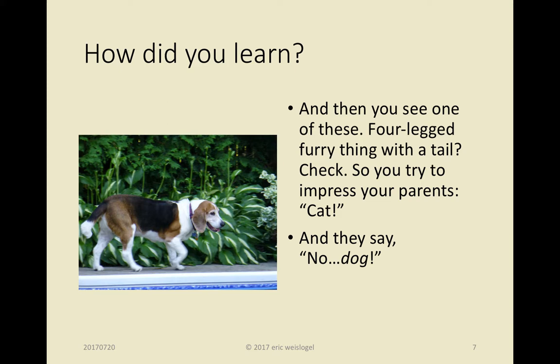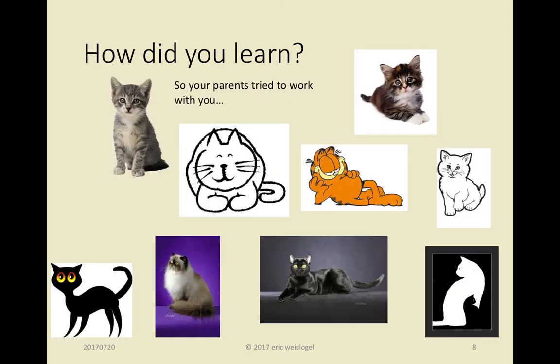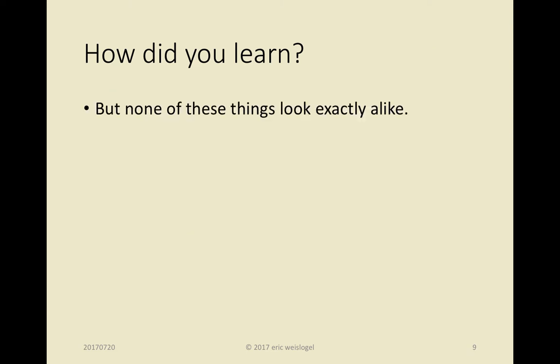So what happened? They probably worked with you. They showed you lots of different pictures of cats and lots of different cats, and some of them are real cats, and some are pictures of cats, and photographs of cats, and drawings of cats, and caricatures of cats. Fast forward to today, and what? Cats. Even though none of those things look exactly alike, some of them don't even have the same number of dimensions. How did you learn that?